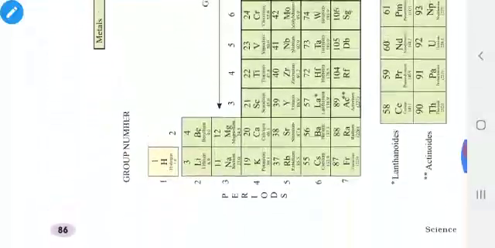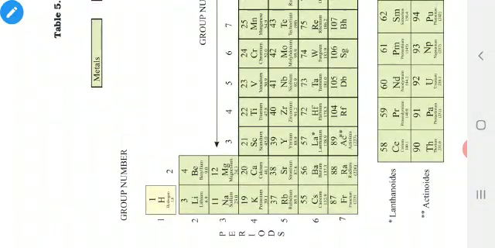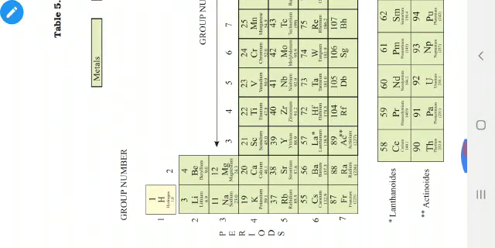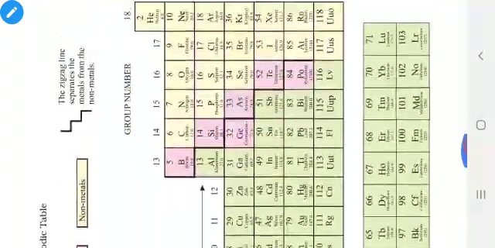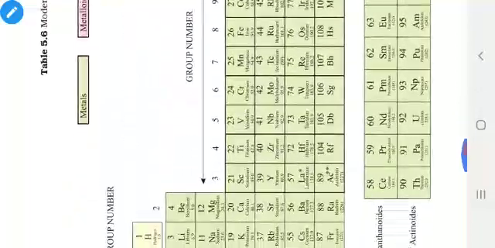So what can we see in the periodic table? We can see the elements. That is, we can see the symbol of the elements. The symbol of hydrogen is H. The symbol of helium is He. So like that, all the elements are arranged in an order, isn't it?